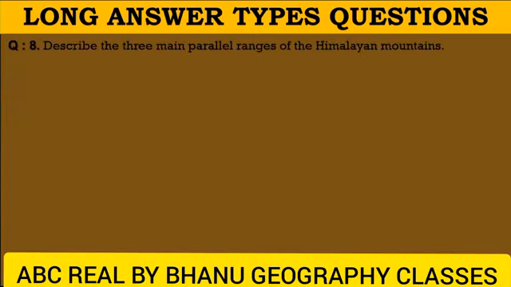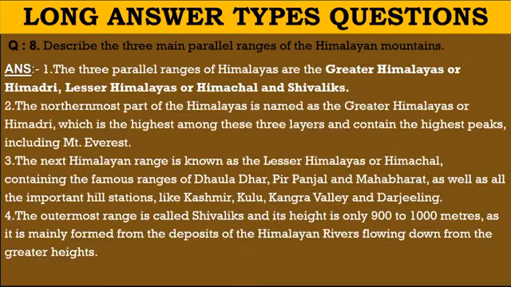Question number 8. Describe the three main parallel ranges of the Himalayan mountains. The answer to this question is: first, the three parallel ranges of the Himalayas are the Greater Himalayas or Himadri, the Lesser Himalayas or Himachal, and the Shivaliks.